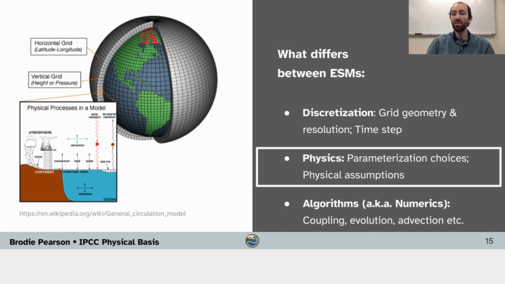They can also differ in their physics, particularly through their different parameterizations. And they can differ in their algorithms and numerics. So there are multiple ways that you could put the same physics into a code that a computer could solve and evolve. We're not going to talk much about the algorithms today, and we've already talked about discretization in tutorial 1. And so we're going to focus in this tutorial on the physics aspect, the parameterization choices.